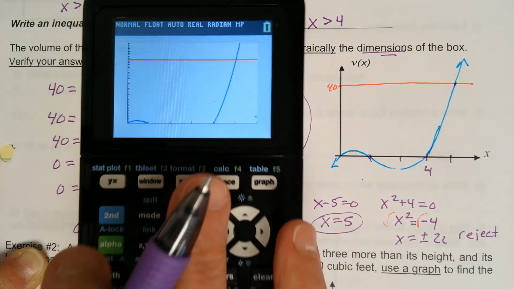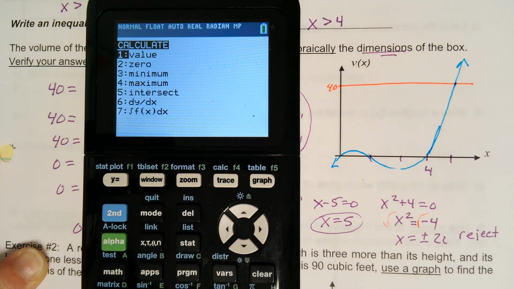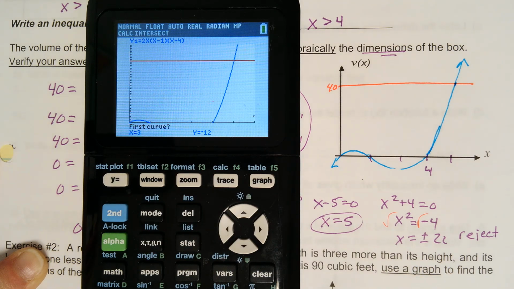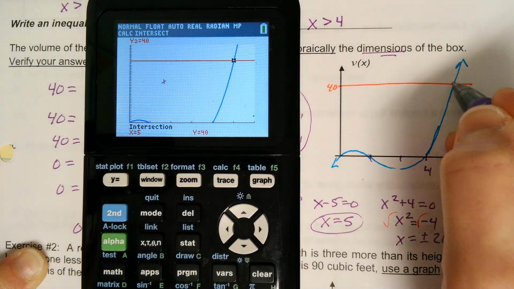And the point of intersection, second trace, number 5. Enter, enter, enter, is 540.